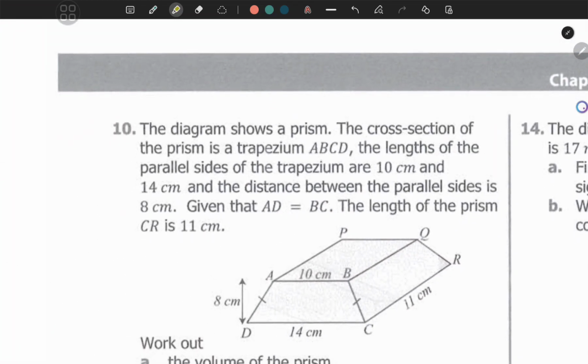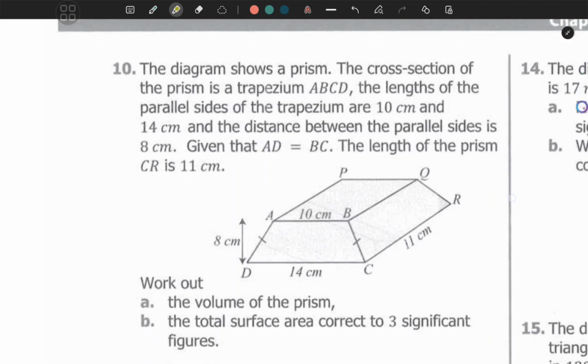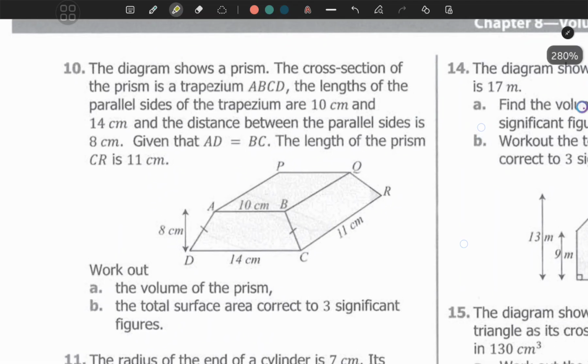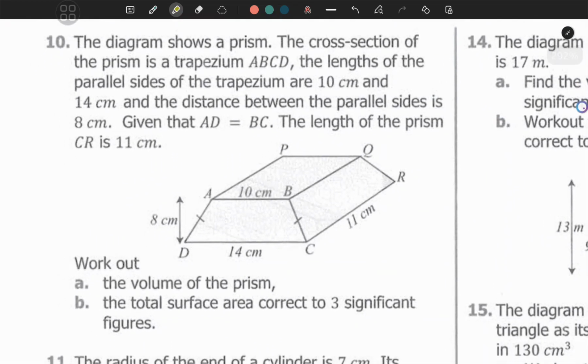Looking on to another question. Question number 10, which says volume of the prism and the surface area correct to 3 significant figures. Okay, what will be the formula that we'll be using here? It shows a prism again and it shows that this length is equal to this length. So this is what we can discern from just looking at the image.